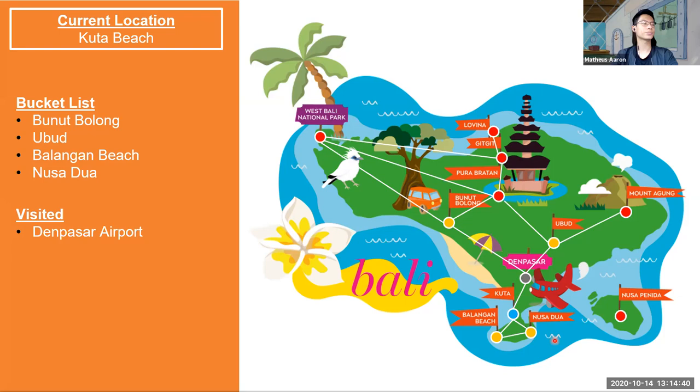Now I've played at the beach, I've showered, I'm ready to move on. I'll take another item on my bucket list, which is Nusa Dua. Ooh, Nusa Dua, which has wonderful beaches and good food. At Nusa Dua, I see Kuta and Balangan Beach as my neighbors. But I have visited Kuta, and Balangan Beach is already on my bucket list. I don't need to visit them again, so there are no changes to my bucket list and visited.